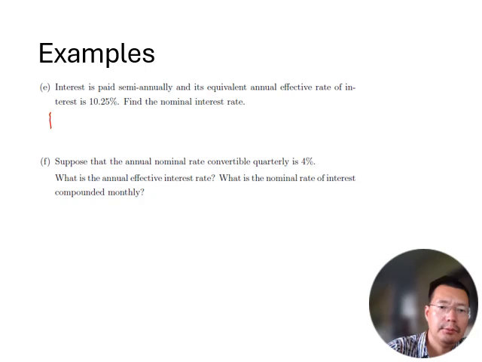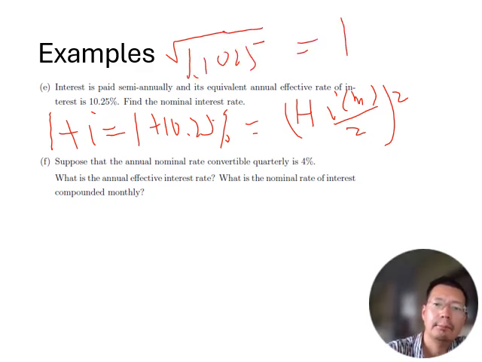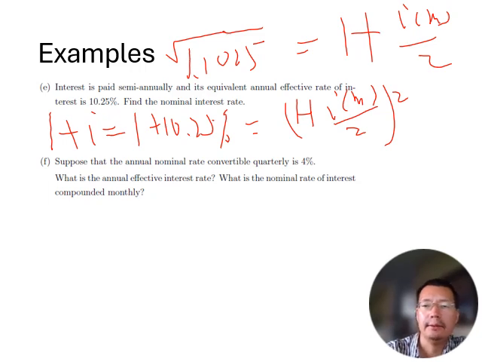But still we can use the same formula. 1 plus i is equal to 1 plus 10.25%, and it's equal to (1 plus i_m over 2) to the power of 2. So we can take the square root on both sides, left and right side of the equation. On the left side is 1.1025, and the right side is 1 plus i_m divided by 2, and the left side is equal to 1.05. The right side is i_m divided by 2, so i_m is equal to 10%.